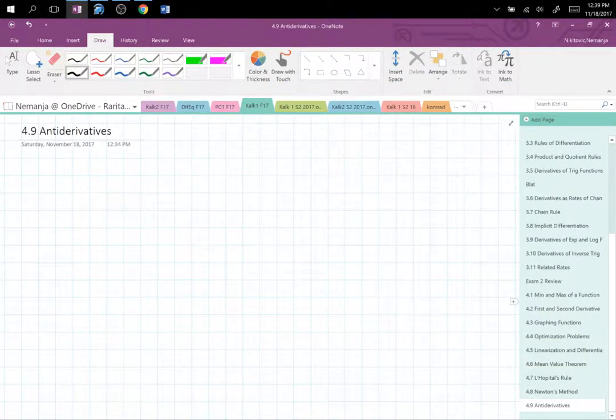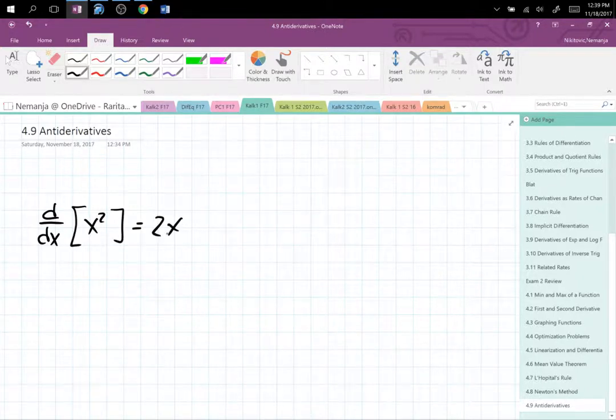Hello and welcome back to Calculus 1, section 4.9, Antiderivatives, i.e. integrals. So we are familiar with the fact, I hope, that the derivative of x squared is 2x. This lecture is about to reverse this, and it's going to say that the integral, or the antiderivative, of 2x dx, that's the notation, is x squared. Now, there's more to that, but let's leave it there for now. There's some plus c that we need to put in.